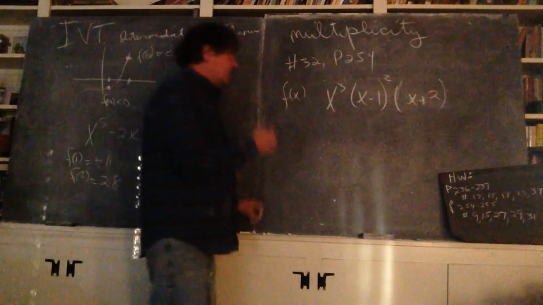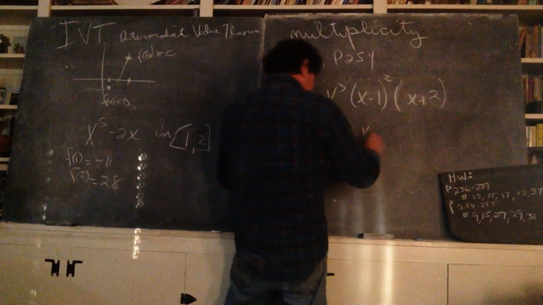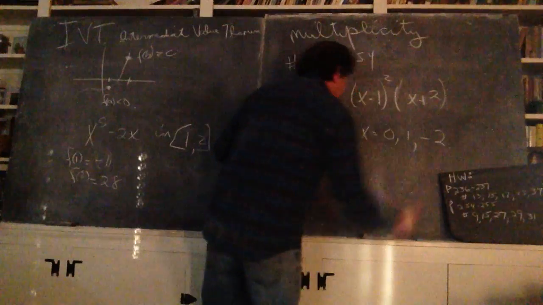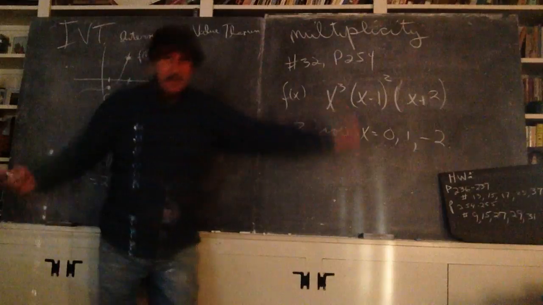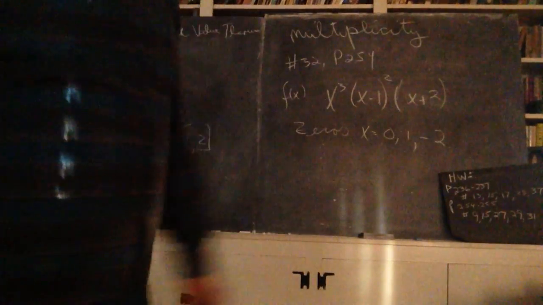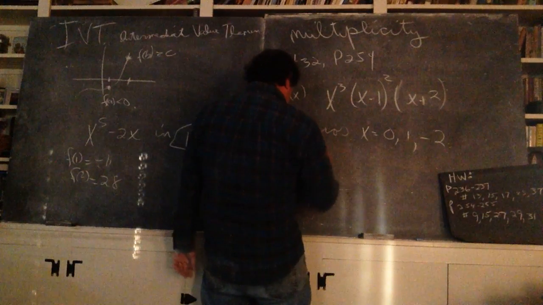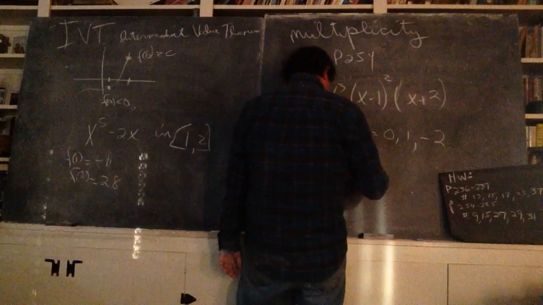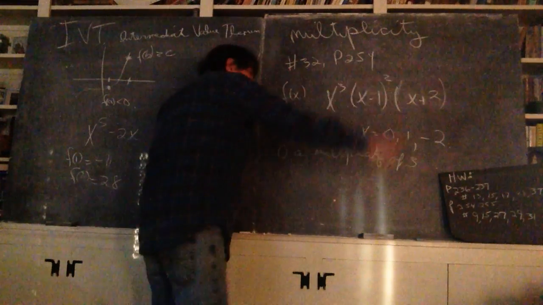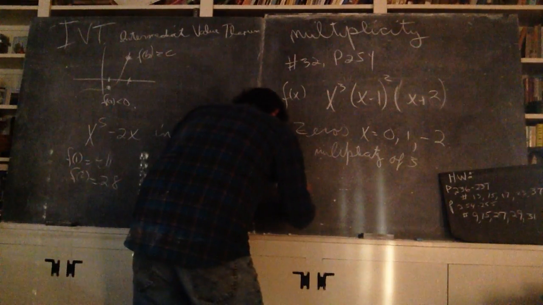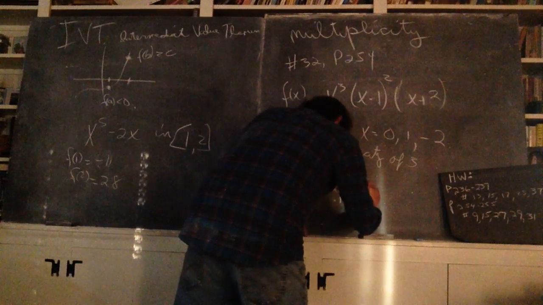Right now you know the zeros are 0, 1, and negative 2. But there are 3 of these, because it's x cubed, so it's x times x times x. All 3 of those are zeros. So we call 0 a zero of multiplicity 3, because there are 3 of them. We call 1 a zero of multiplicity 2.